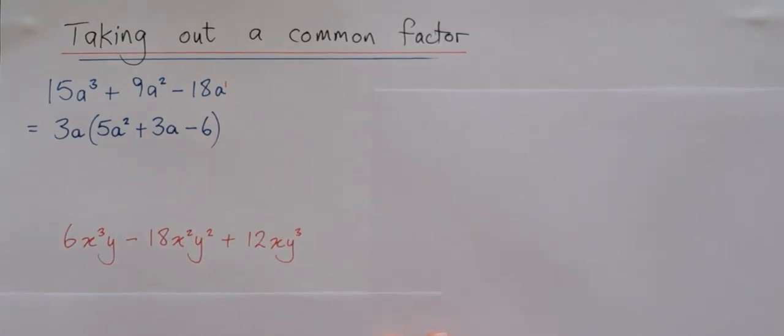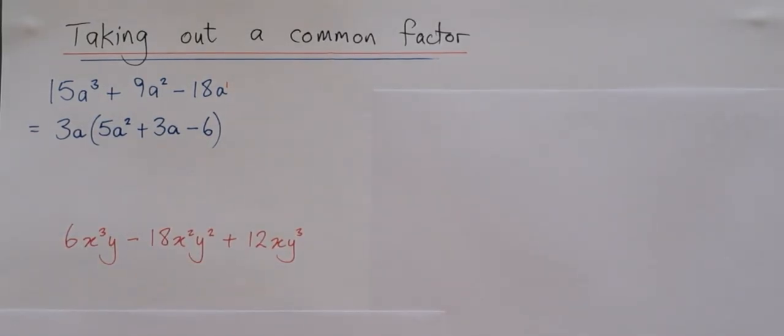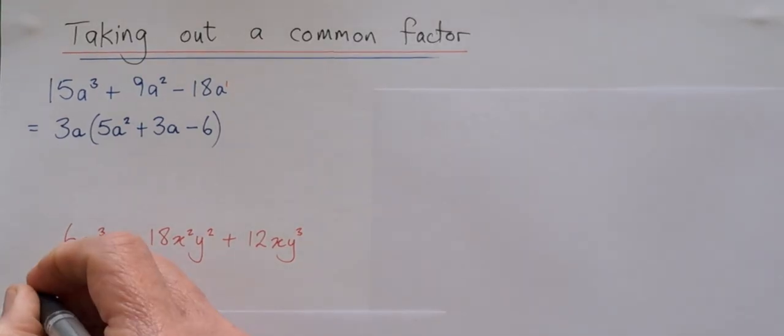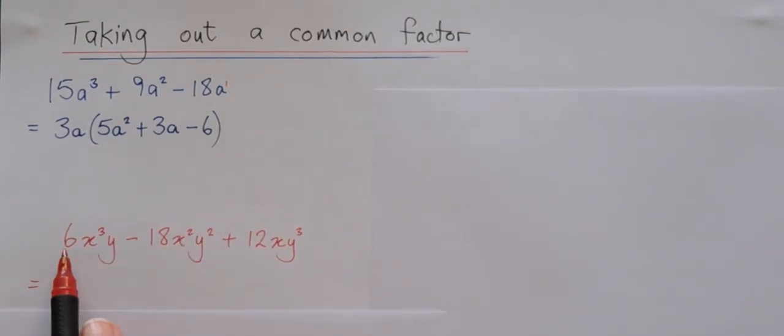Right, let's have a look at one with 2 variables in it. So again, I'm going to look at the coefficients first. So if I look at 6, 18 and 12, what is the highest number that can divide into all of them exactly? Well, that should jump out at you as being 6.